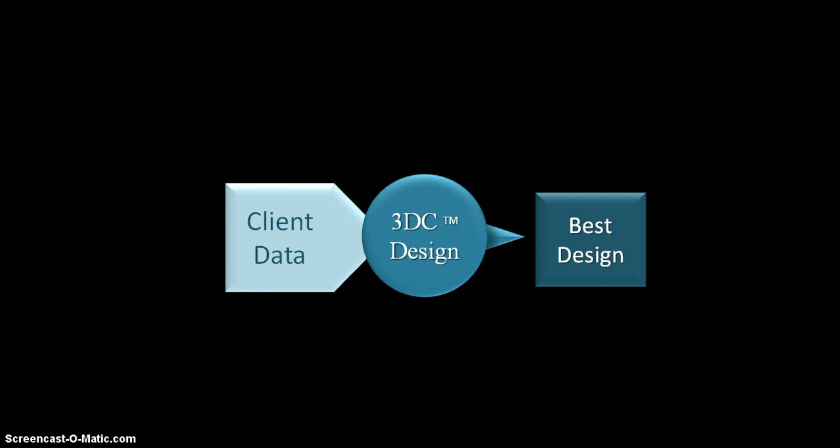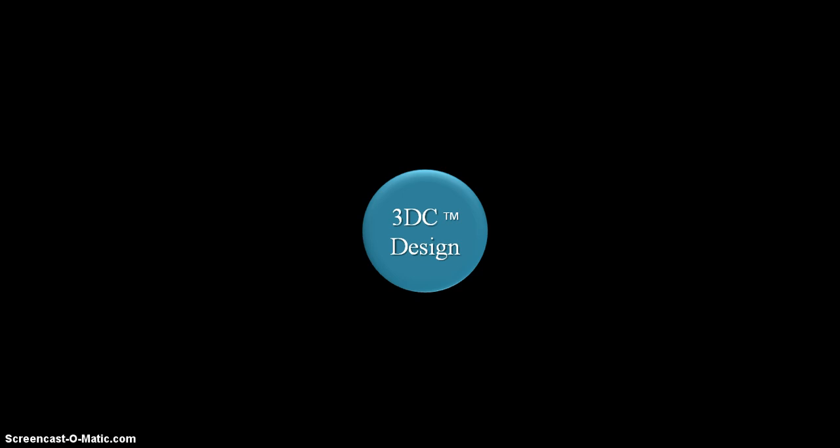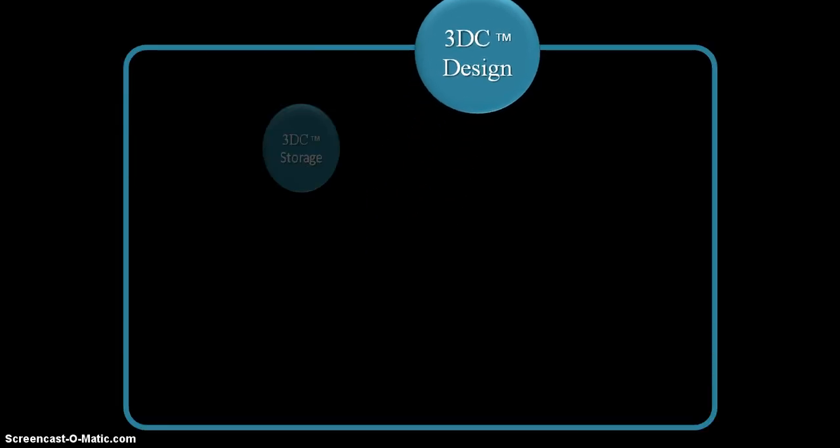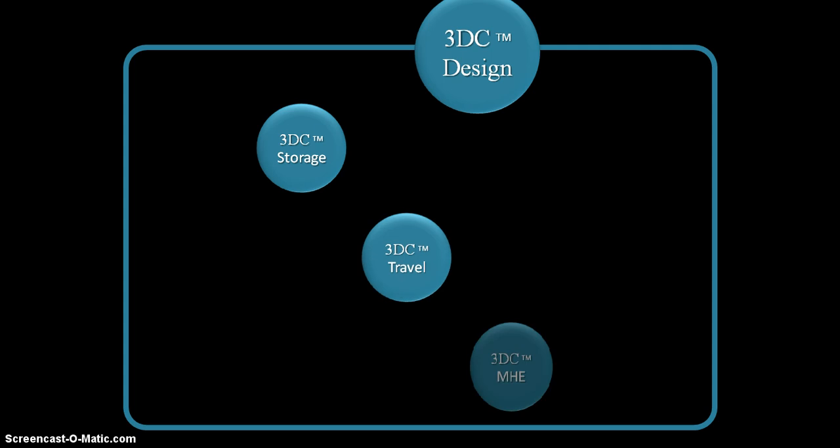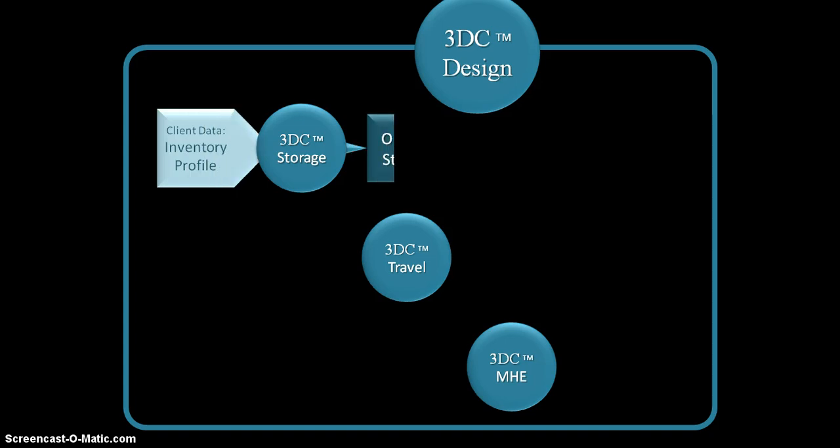How does it work? The design toolset consists of three software modules, one for storage, one for travel, and one for MHE, or material handling equipment. Inventory data is analyzed in order to wrap the right storage solution around the inventory. Examples include bulk floor storage, select rack, and deep storage solutions like drive-in rack or pallet flow rails. The optimal storage media includes information about location, depth, and height.